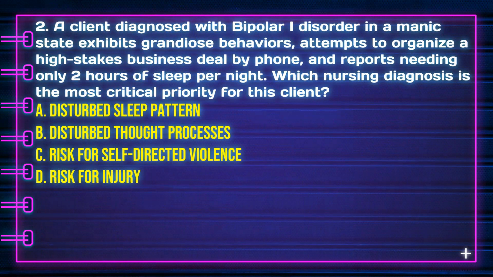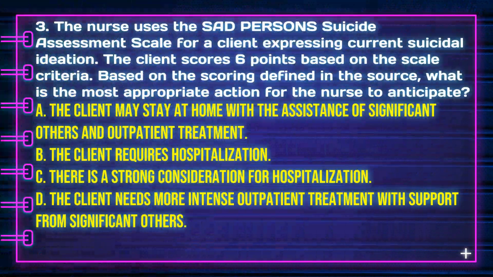Of course, the answer here is delta, because safety is our priority. The client's manic presentation includes grandiose behaviors and increased pleasure seeking, such as high risk activities like the business deal. While disturbed thought process and sleep are present, the overall hyperactive, high risk presentation means the priority nursing diagnosis must be addressed immediately because that is a physical safety issue, which is classified as risk for injury. Number 2, answer delta.